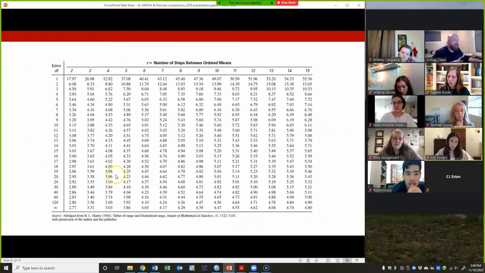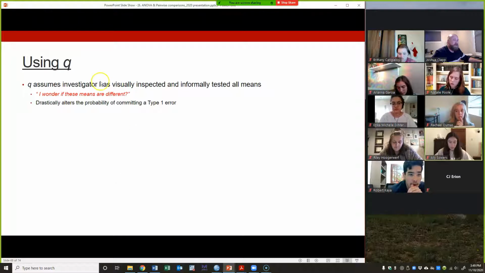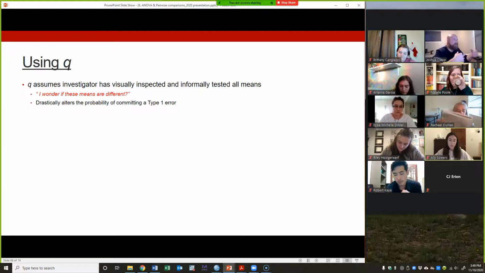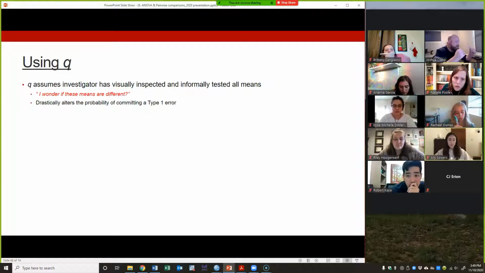So, if we want to use Q, this is the basic rationale behind Tukey's approach. Q assumes that I've gone through and run this analysis, right? I've run my ANOVA, and then I take a look at all my means, I look at my descriptives. And in that moment, it takes just a split second, I take a look at my means and I say, hey, I wonder if this group and this group are different.